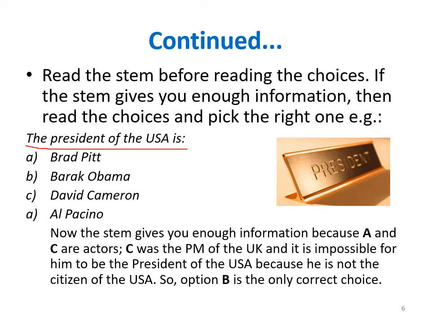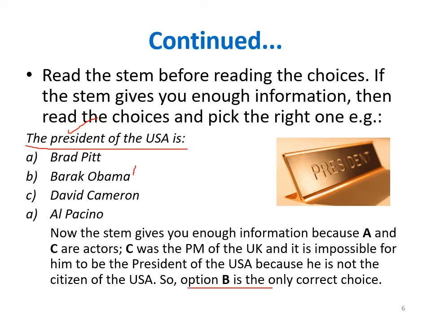Now the stem gives you enough information because A and C are actors. So this is the keyword, president. Now we have to see whether all of them are presidents or not. They are not. Brad Pitt and Al Pacino are actors. C was the Prime Minister of the United Kingdom, David Cameron, and it is impossible for him to be the president of the USA because he is not a citizen of the USA. So option B is the only correct option.